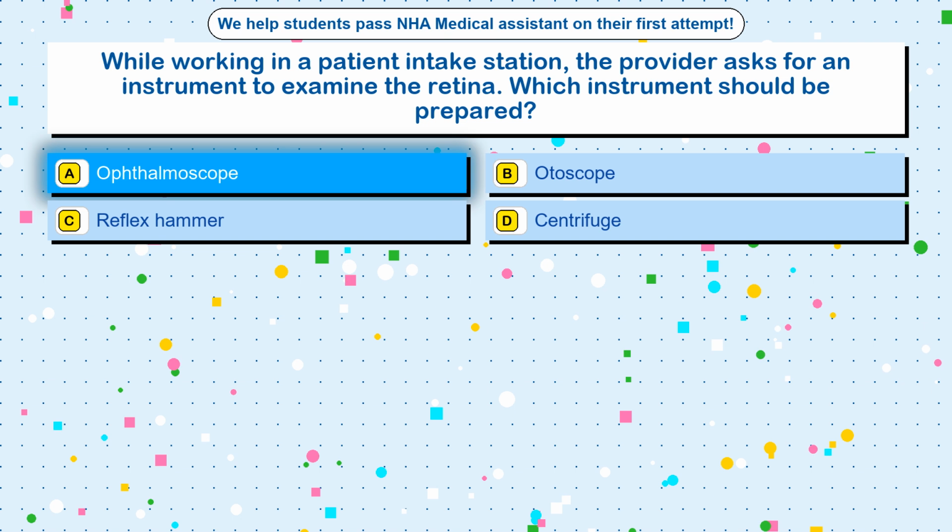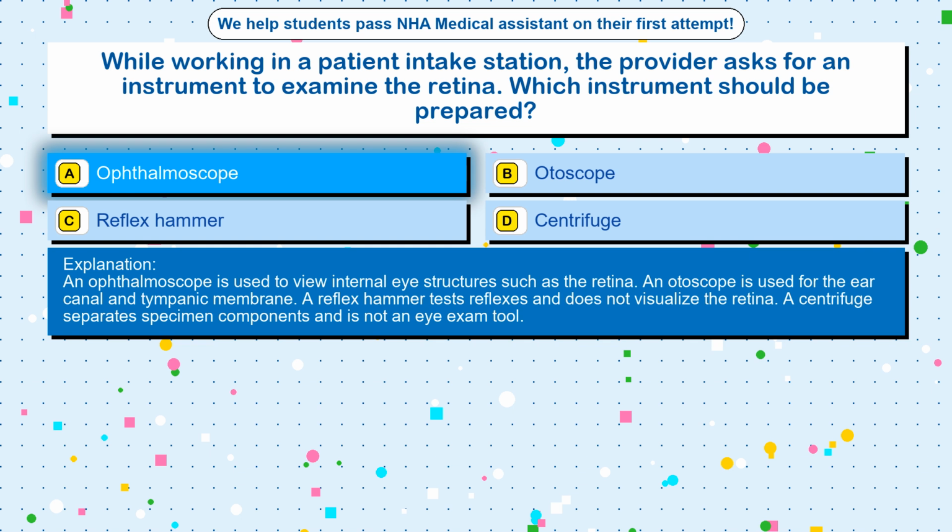Ophthalmoscope. An ophthalmoscope is used to view internal eye structures such as the retina. An otoscope is used for the ear canal and tympanic membrane. A reflex hammer tests reflexes and does not visualize the retina. A centrifuge separates specimen components and is not an eye exam tool.